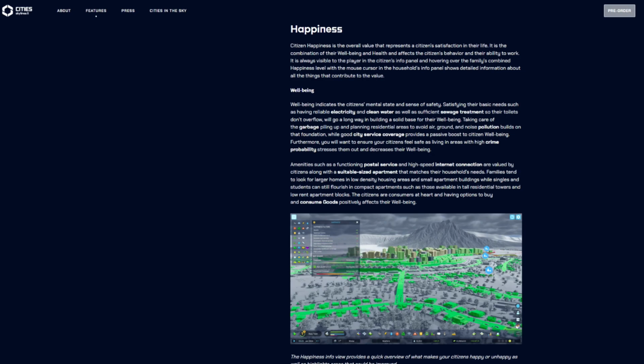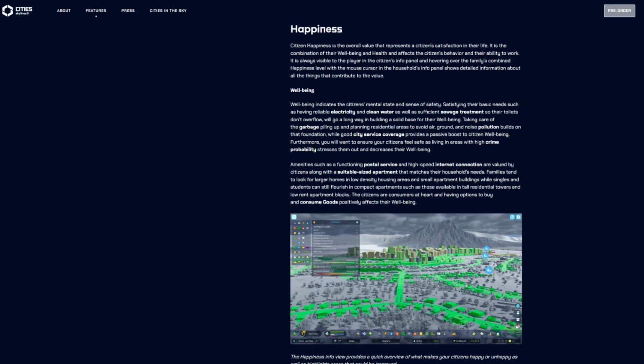Taking care of garbage piling up and planning residential areas to avoid air, ground, and noise pollution builds on that foundation, while good city service coverage provides a passive boost to citizen well-being. Furthermore, you'll want to ensure your citizens feel safe, as living in areas with high crime probability stresses them out and decreases their well-being. That totally makes sense. Just like in the real world, you live in a high crime area, that's stressful. That's not what you want.